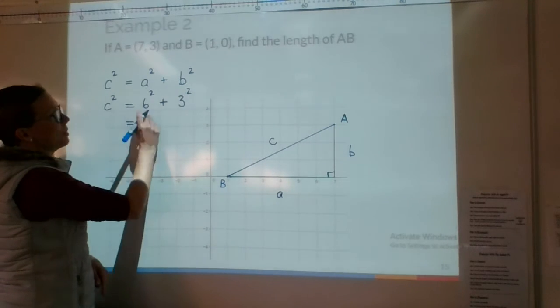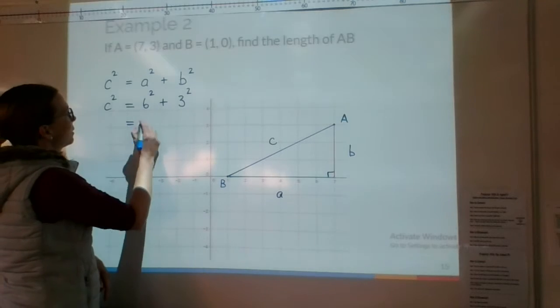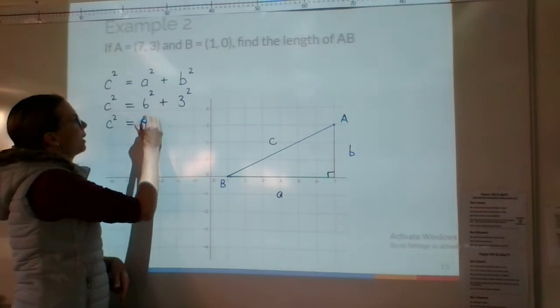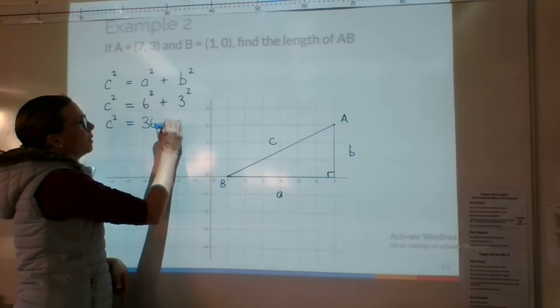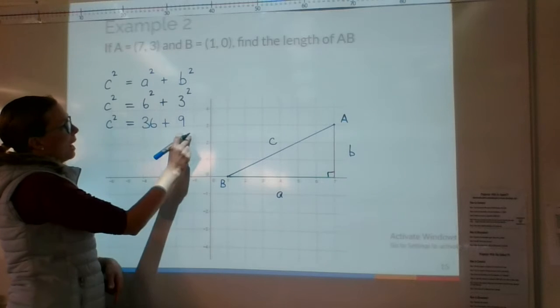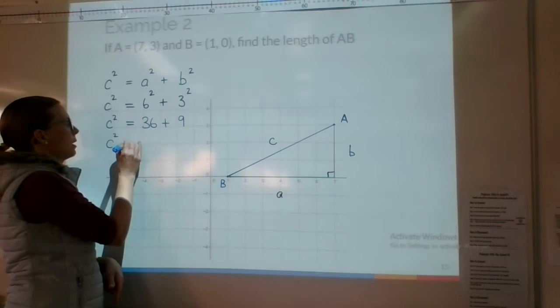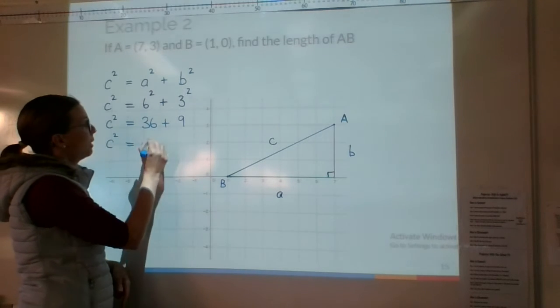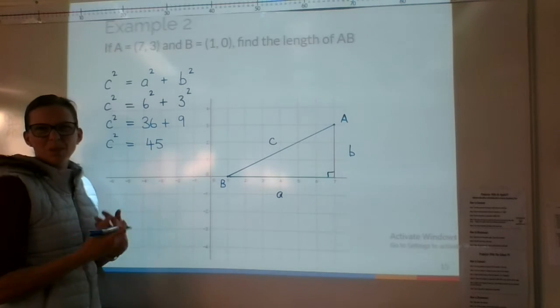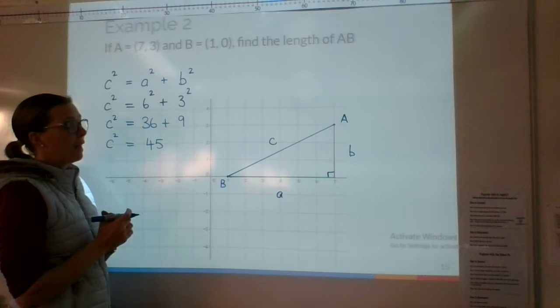Then we're going to simplify these numbers. So we still don't know C squared, keep that there. 6 squared is 36, 3 squared is 9. Now we can add those together. So C squared equals 36 plus 9, which is 45. If you need a calculator, you can use it, but where you can, try and use your mental maths.